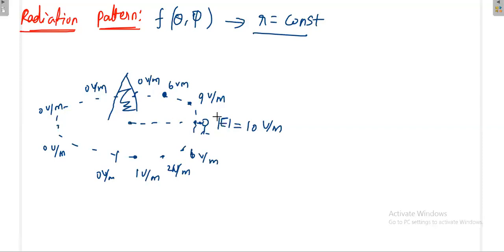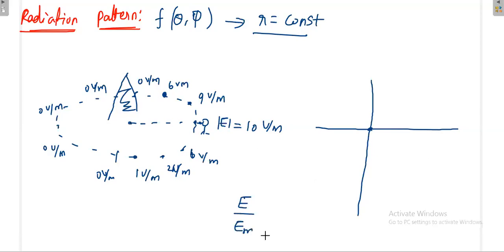Then how to draw the radiation pattern? I draw this line like this. When I draw the radiation pattern diagram, I will normalize my values, whatever values I am having. What is the normalization? E divided by E max. Whenever you want to normalize something, what is the maximum value present there? If I want to normalize all these values, then what is the maximum value?